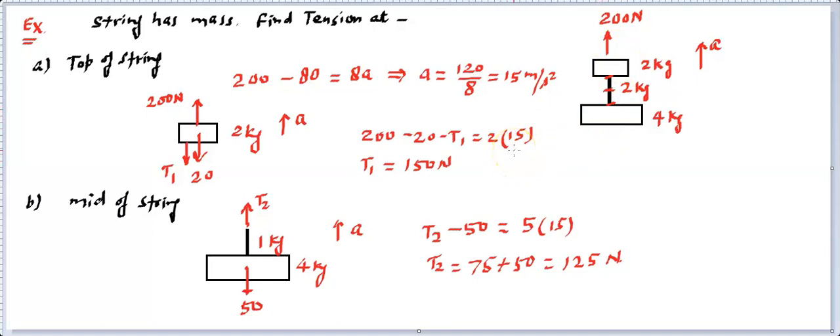Making sense? So this is a question related to the case when the string carries a mass. So whenever the string carries mass, you just treat it as a mass and draw the free body diagram, and you can solve that.